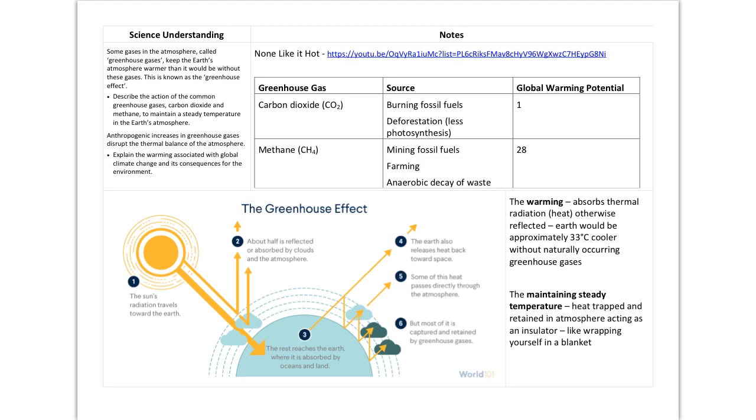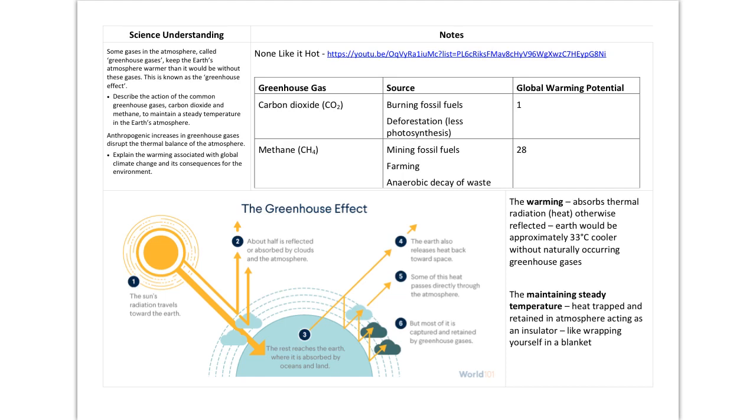However, the greenhouse gases, such as carbon dioxide and methane and water vapour and others, can absorb some of that heat, some of that thermal radiation that would otherwise be reflected. So it doesn't get reflected back into space, it becomes trapped in our atmosphere.